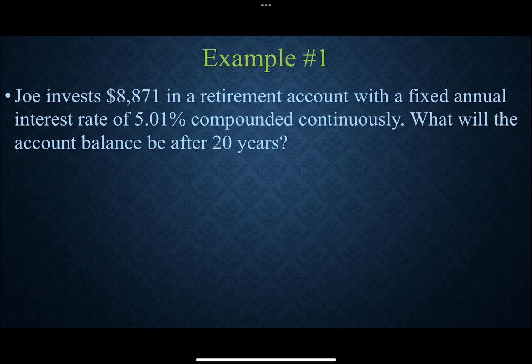So we got Joe investing $8,871 in a retirement account, fixed annual interest rate, 5.01% compounded continuously. What will be the account balance after 20 years? We want to find the final amount. We want to find A. So A is 8,871 e to the 0.0501 times 20. And make sure that's all in the exponent position using your E button on your calculator.